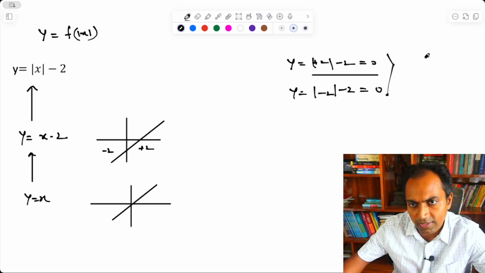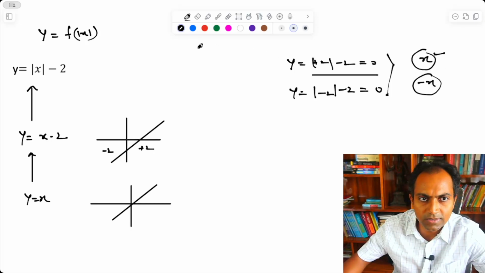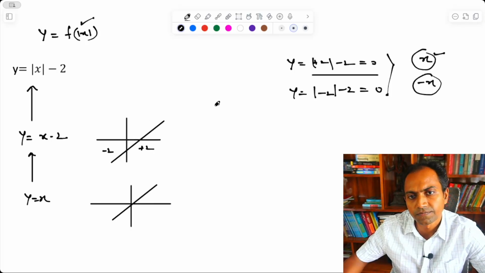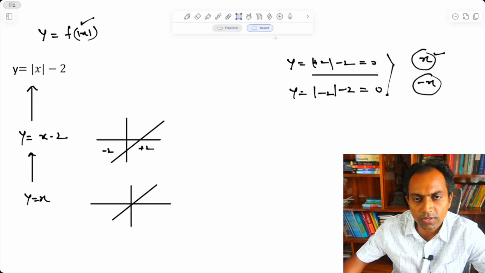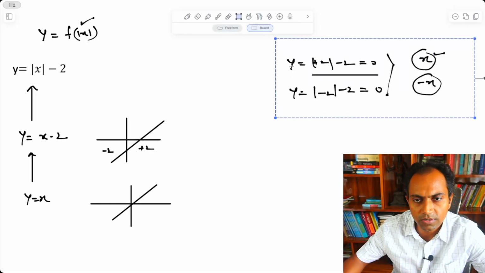So what we are saying is, the value at x, assuming that x is positive, and at minus x, both of these values are becoming the same. The reason is that there is a modulus inside the function sign. So how do we counter for that when we are doing graphical transformation?